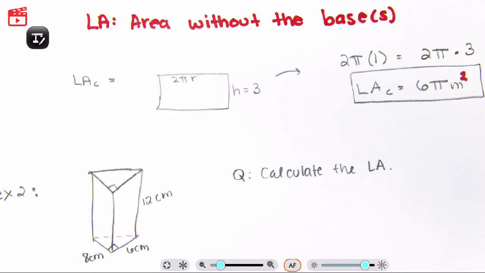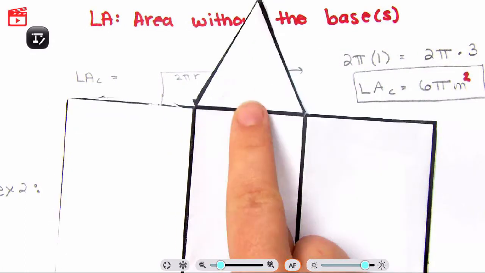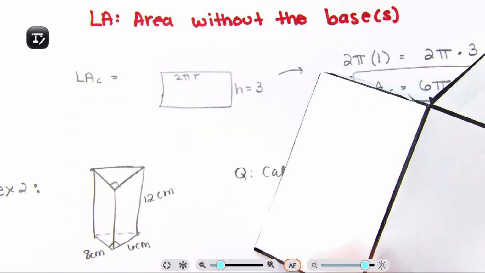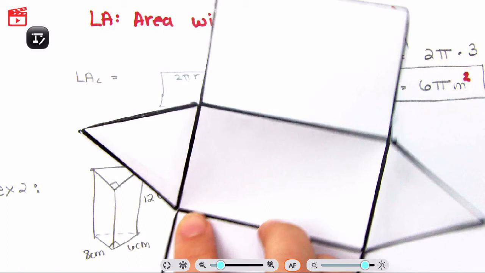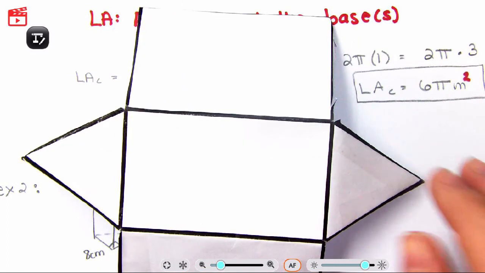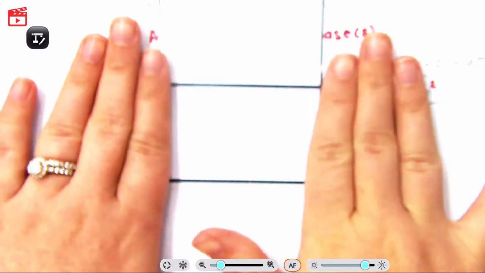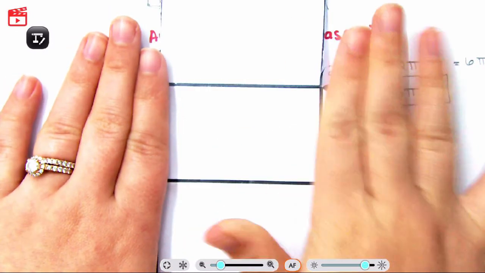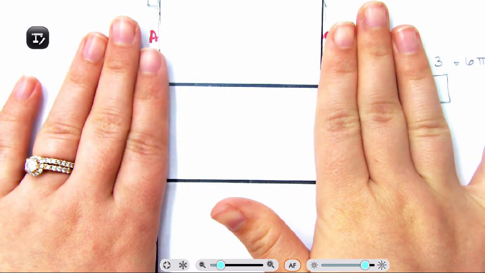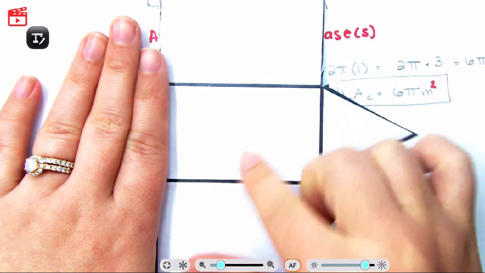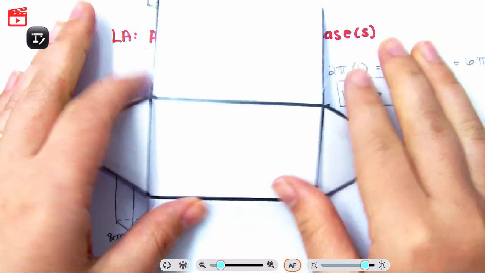Okay, here's our net. And again, this is not a right triangle. This is a right triangle, but that's kind of how it looks. So notice, we want the area without the base. So without the base, we have these 1, 2, and 3 rectangles. Okay, so what is the area of the base? 1, 2, 3 rectangles. Now let's draw this out.